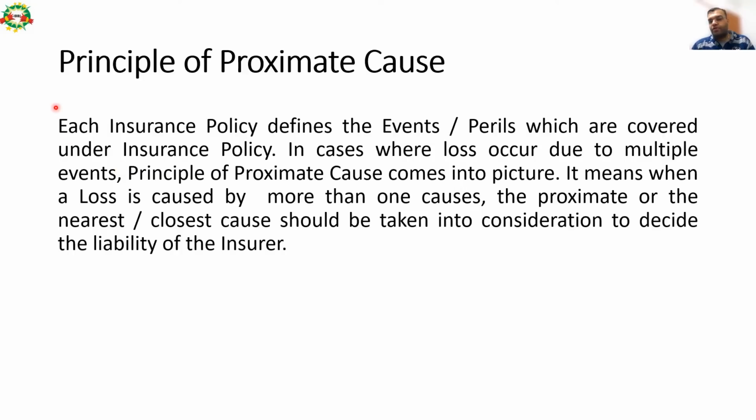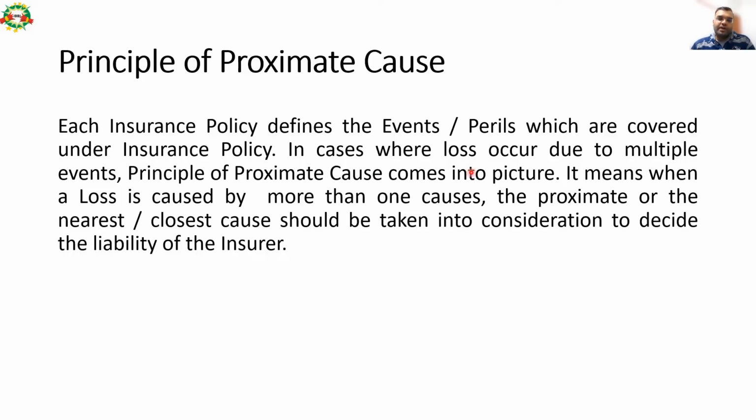This is also a 1 mark theory question that can come out of this concept. So it is very important to understand. Each insurance policy defines the events and perils which are covered under the insurance policy. So what is the coverage in terms of perils or events, under which circumstances the insurance company will pay the claim, these are explicitly mentioned in the policy.